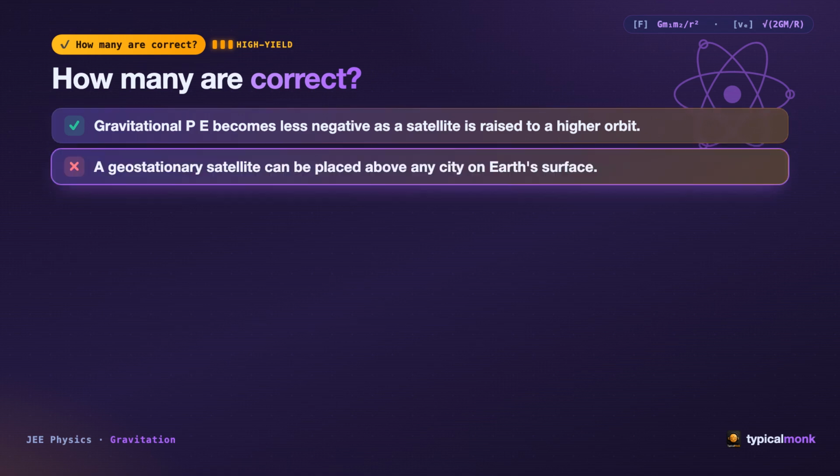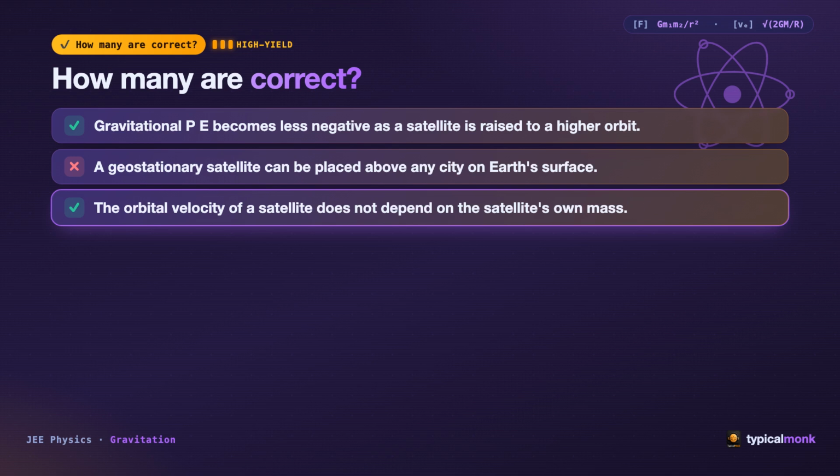Hold your verdict. Statement 2. A geostationary satellite can be placed above any city on the Earth's surface. Think about which plane a geostationary orbit must lie in. Statement 3. The orbital velocity of a satellite does not depend on the satellite's own mass. Recall the formula and check what cancels.